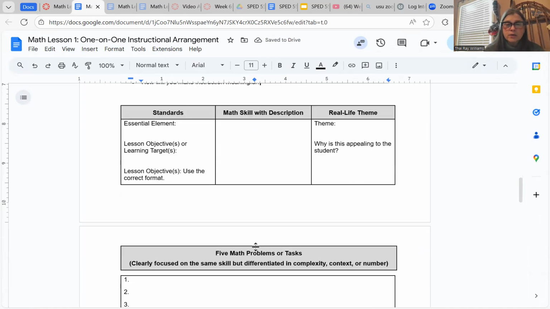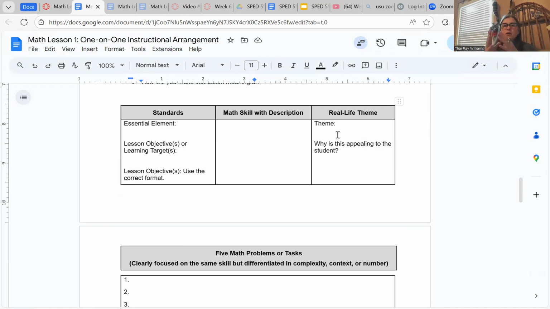So then here are the parts you're going to complete as well. You're going to have your standards, so your essential element, what your lesson objective is, and or your learning target. And I want you to make sure that for your lesson objective you use the correct format. So I want to see a condition, a behavior, and a criterion in your evaluation. Give me a brief description of that math skill.